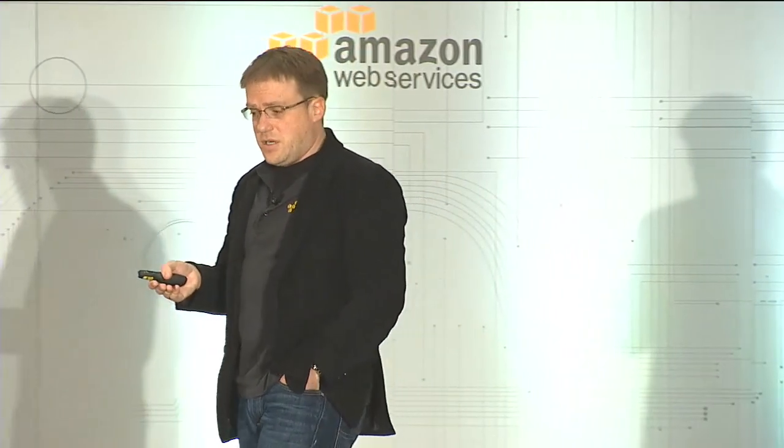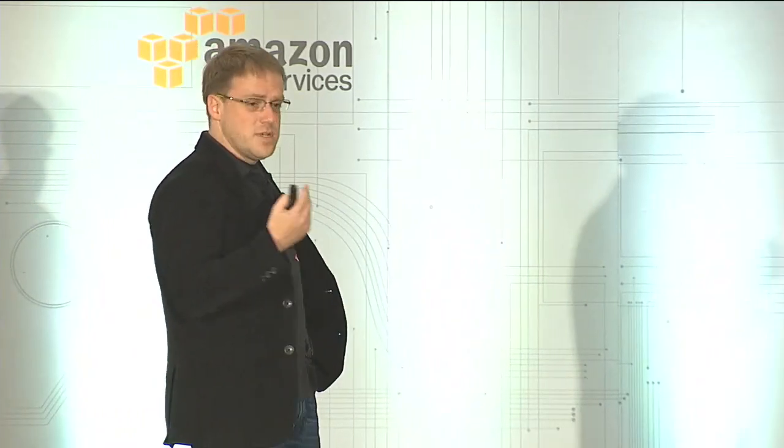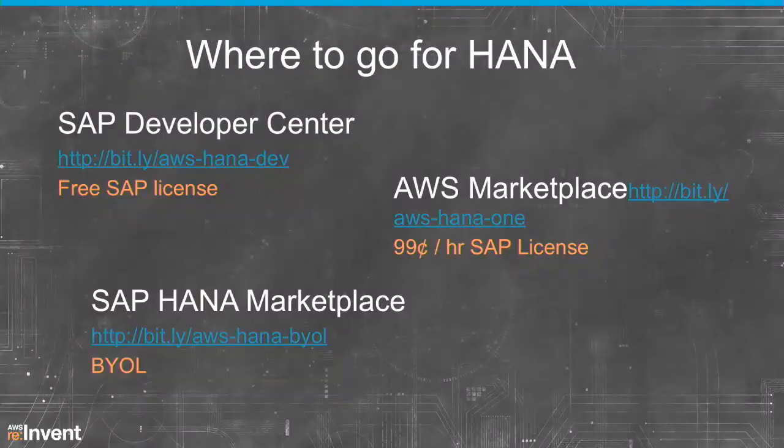So if you want to get started on HANA and try it for yourself, there are a number of ways to go about this. There's a free HANA Developer Edition if you just want to see what in-memory is all about. You can get it on the SAP Developer Center. Another one that we're seeing customers use a lot is the one that's available on our marketplace. It's called HANA One, and the really cool thing about this is it's 99 cents per hour for the SAP license, which, if you know HANA, is typically pretty expensive from a licensing perspective. It leverages the CC2 instance types, so you get all those great performance characteristics that Deepak was talking about. And we're seeing customers do some really interesting things with this.